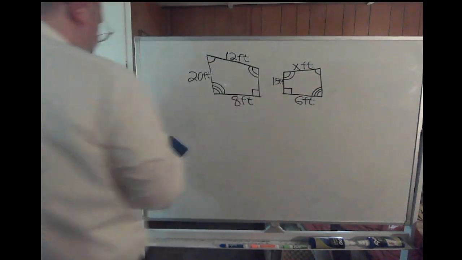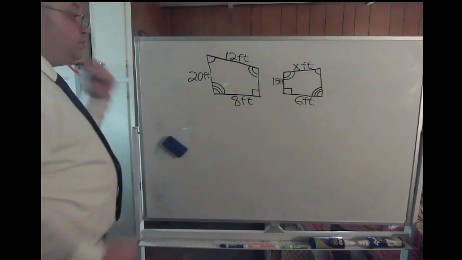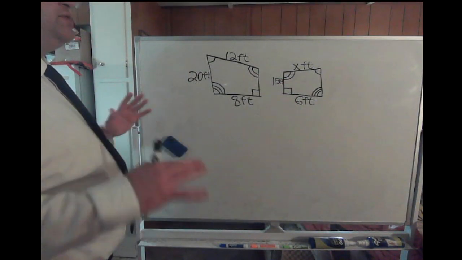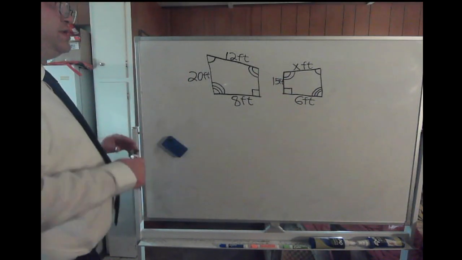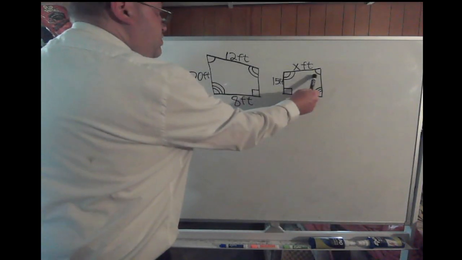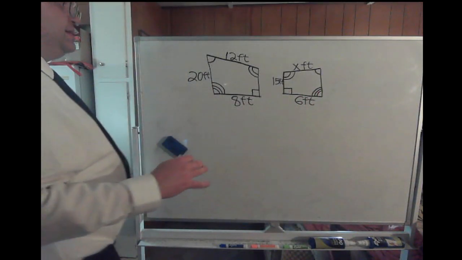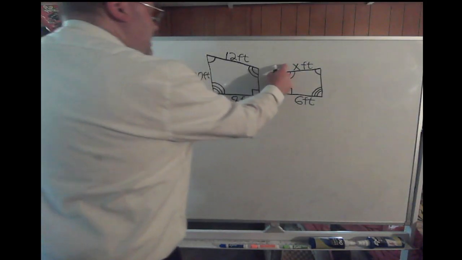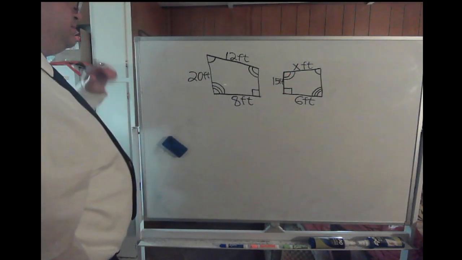Alright, so we have two more similar quadrilaterals here. They're similar, but they're not congruent. The angles are all congruent. We can see based on the arc markings here which angles are congruent. So again, we have a missing side x that we need to solve for.